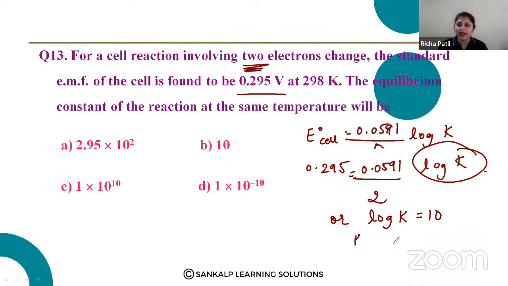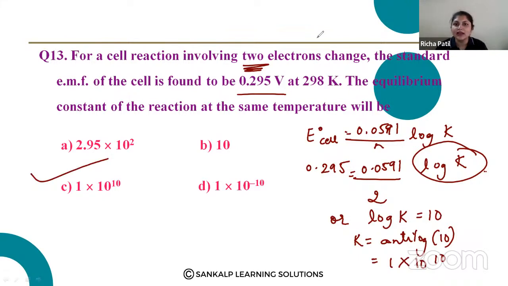So K is equal to the anti-log of 10. So that comes to 1 into 10 raised to 10. The answer is C. Understood? Here they have asked the equilibrium constant. So by taking this particular formula, you have to solve this.